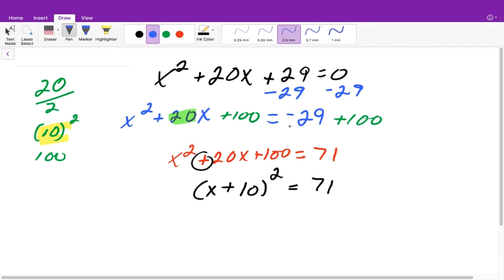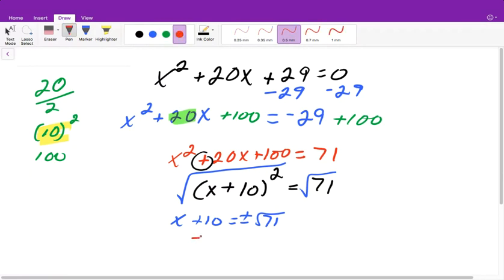Now, if this was equal to a negative 71, then you could stop and say no real solution. But we can take the square root of that. So it'll be x plus 10 is equal to plus or minus the square root of 71. And now our last part is just subtracting out our 10, and we will then get our final answer. x is equal to negative 10 plus or minus the square root of 71.